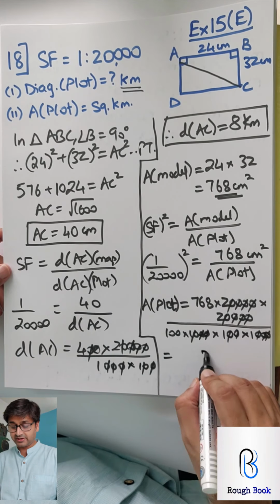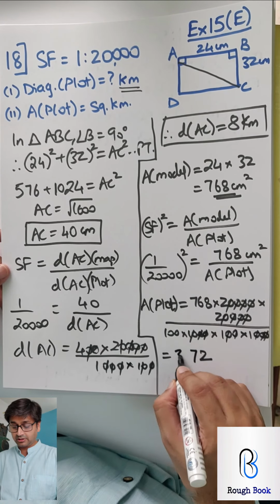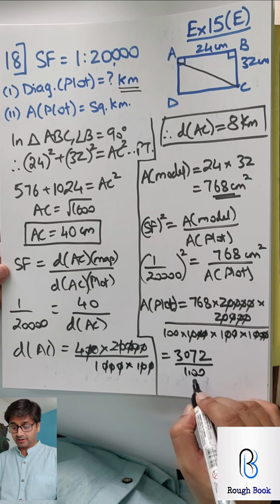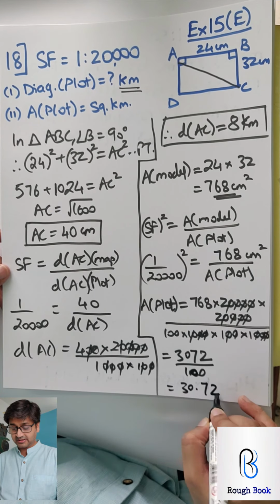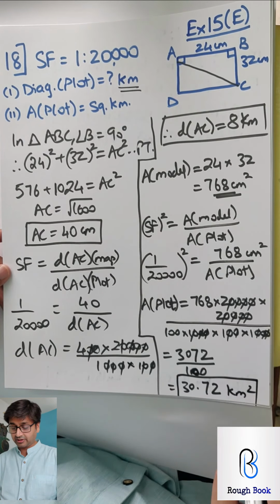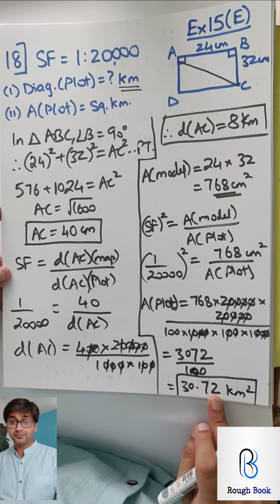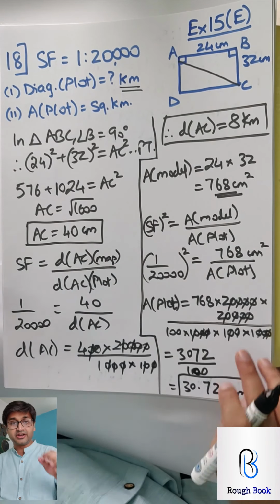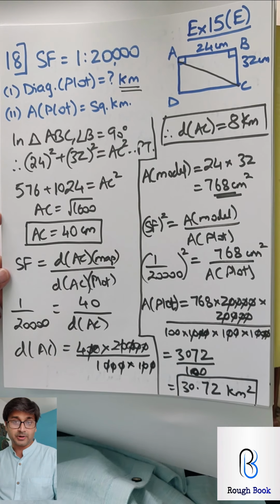So 2 2s are 4, 4 8s are 32, 427, 30 divided by 100. So my answer is going to be 30.72 kilometer square. This is your real model, real plot ka area. Did you get it now? Interesting. This last part is very interesting. That's why I picked these two sums, so that you get proper and thorough practice on this.